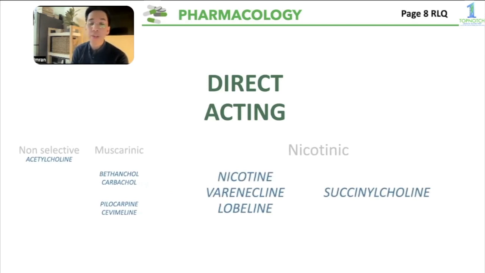Yung mga nicotinic agonist natin, no, we have your nicotine, no? Nicotine as the prototype, no? It's seen in your cigarettes, di ba? And isa sa mga kamukha niyang compound is your varenicline. And your varenicline and lobeline, no, sounds like nicotine kasi, no? They are used for your smoking cessation, no, to wean off patients from nicotine addiction. Okay, another drug that is used as a nicotinic agonist is your succinylcholine.